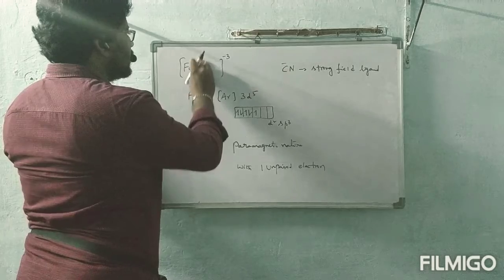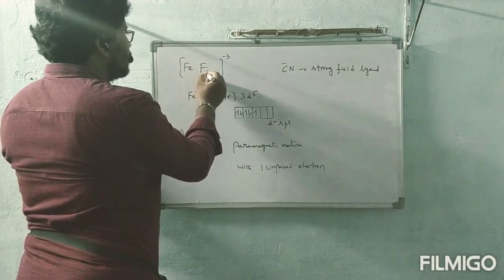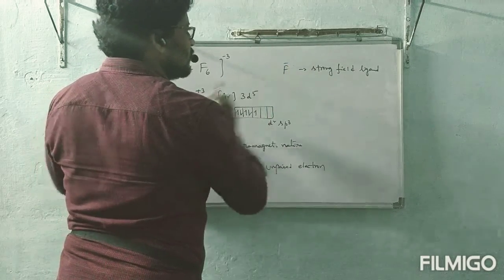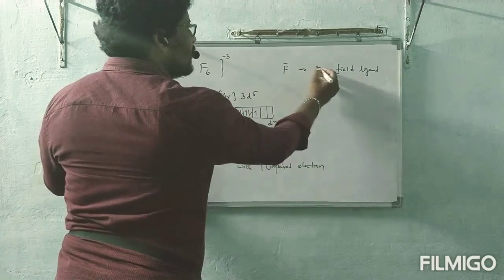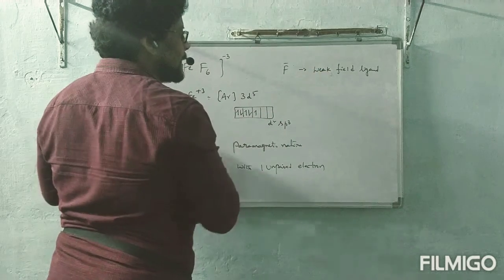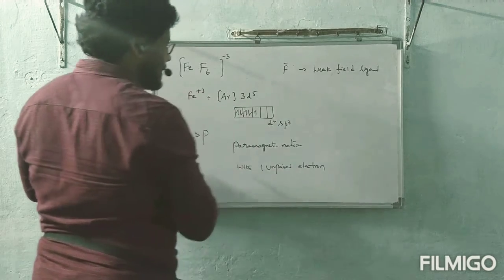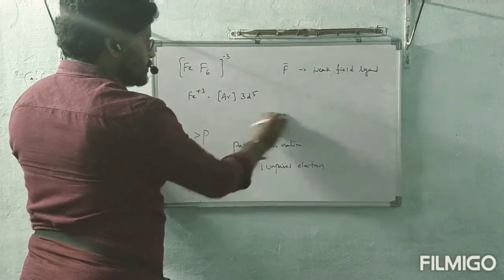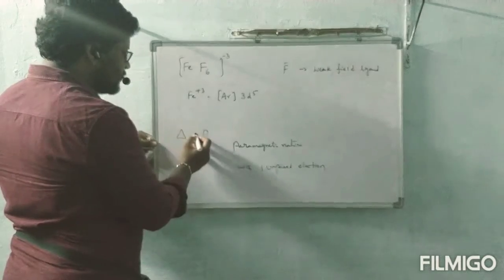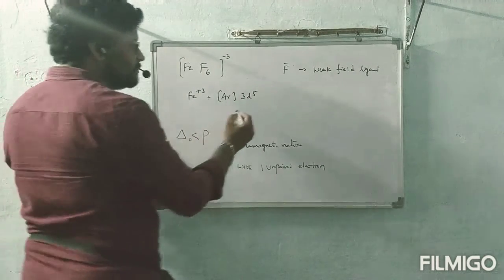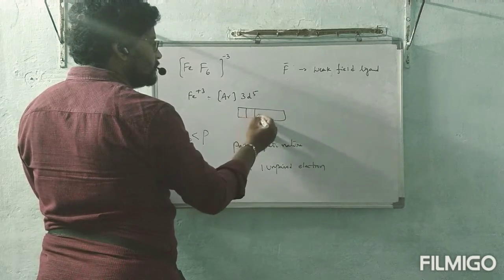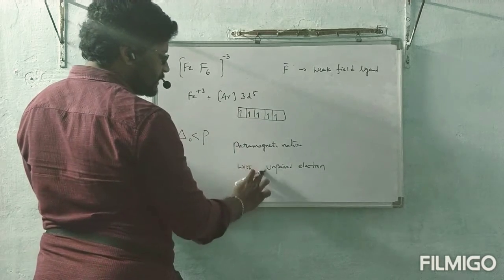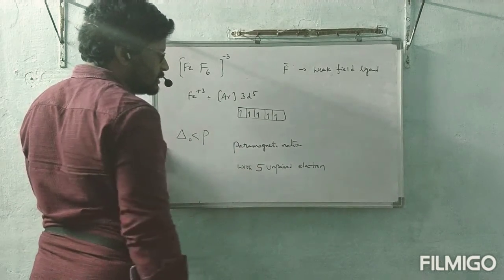Same thing, [FeF6] minus 3. F minus is a weak field ligand. Then this configuration is written as delta naught is less than P. In the presence of a weak field ligand, delta naught is less than P. Then these 5 electrons, 1, 2, 3, 4, 5, paramagnetic nature with 5 unpaired electrons.